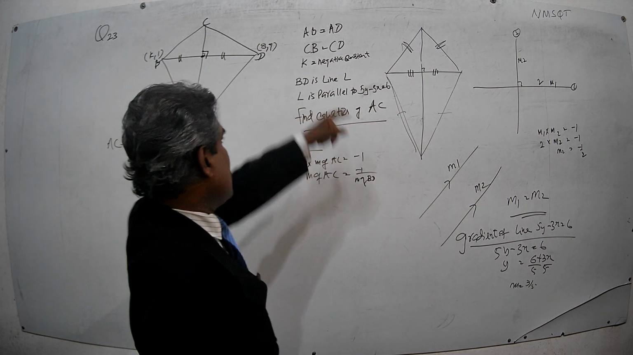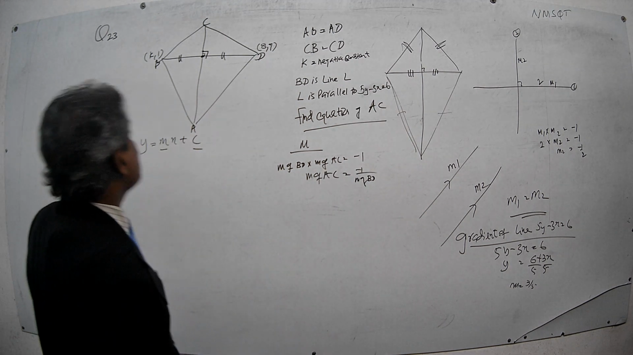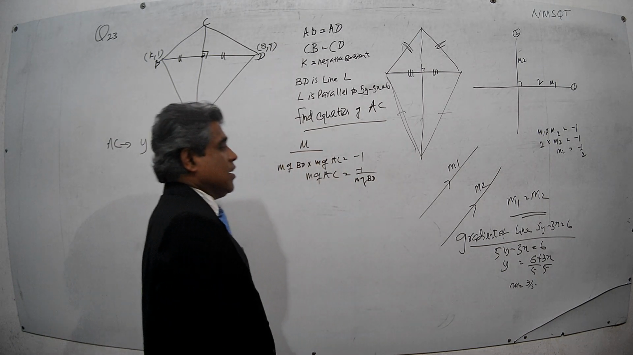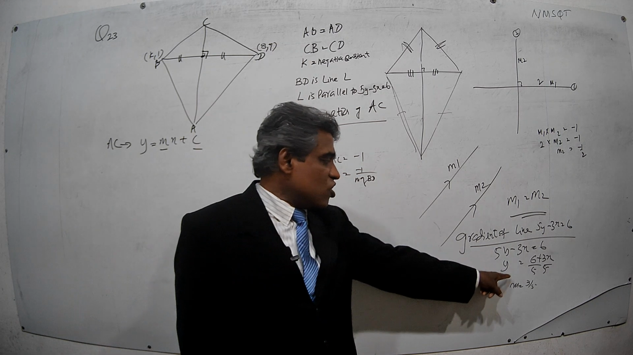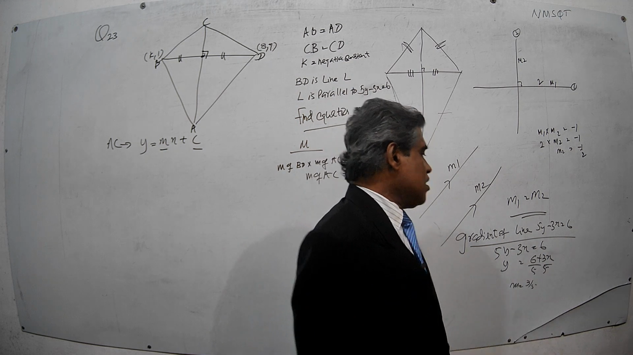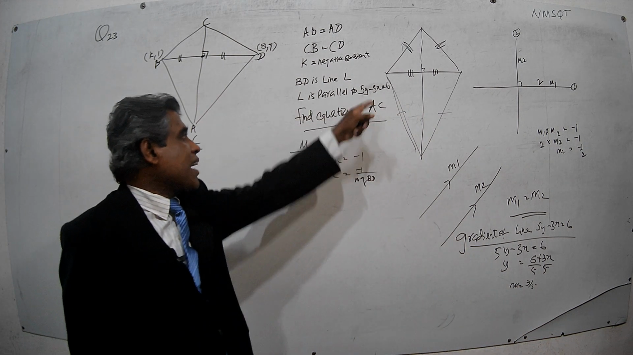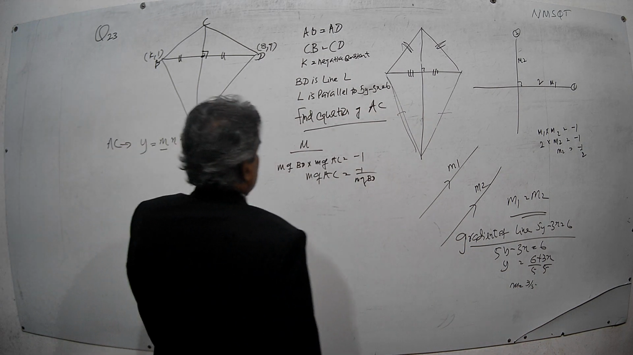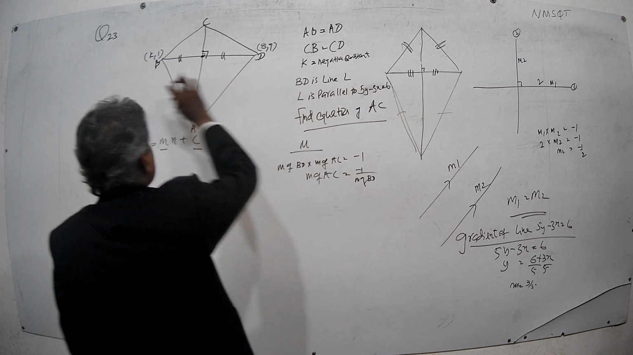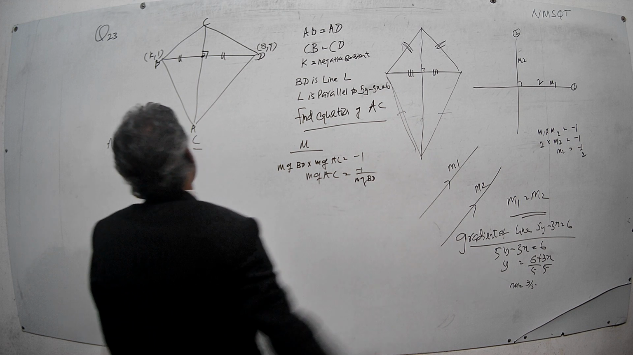To find the gradient of the line 5y minus 3x equals 6, you have to rearrange it into the form y equals mx plus c. That is the general form of a straight line graph equation, right? That's what we did here. y was made the subject. Now this is in the form y equals mx plus c, right? That is the gradient of the line 5y minus 3x equals 6. As BD is parallel to line 5y minus 3x equals 6, the gradient of BD and the gradient of 5y minus 3x equals 6 are equal.